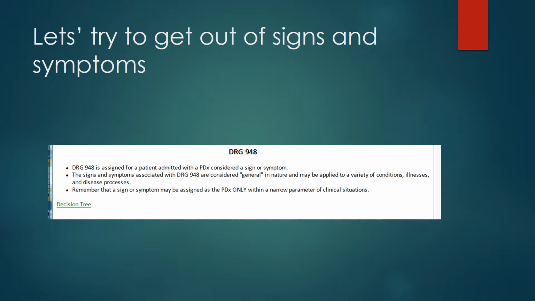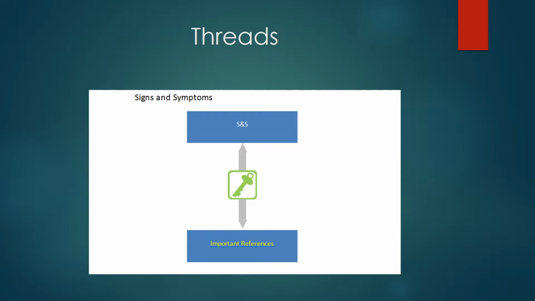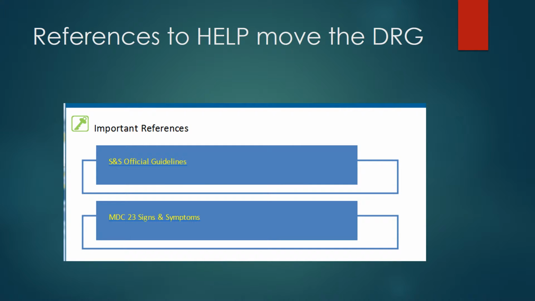Here is something that comes up when you click on that page or on the diagnosis code that says, hey, this is a sign and symptom. Let's go to the decision tree and see if there's not a way we can get out of the sign and symptom of pain. So here's the thread, and we go here to the important references task. And it comes up that there are signs and symptoms, official guidelines, and what the MDC 23 signs and symptoms is.